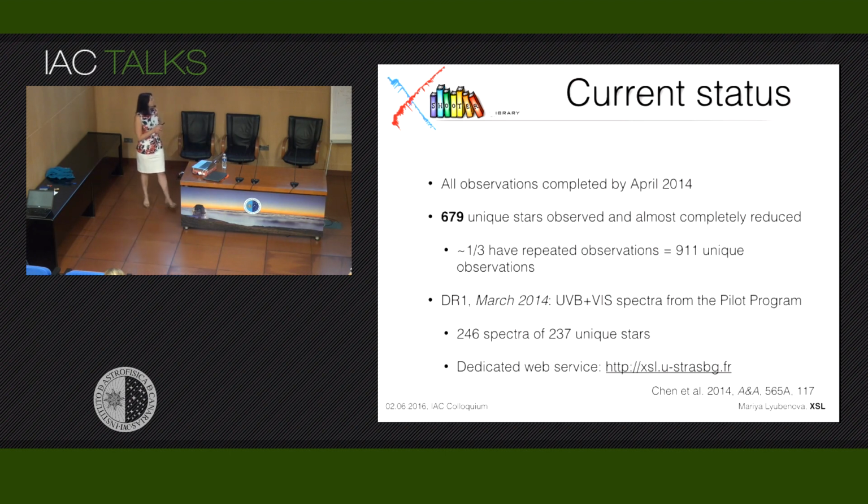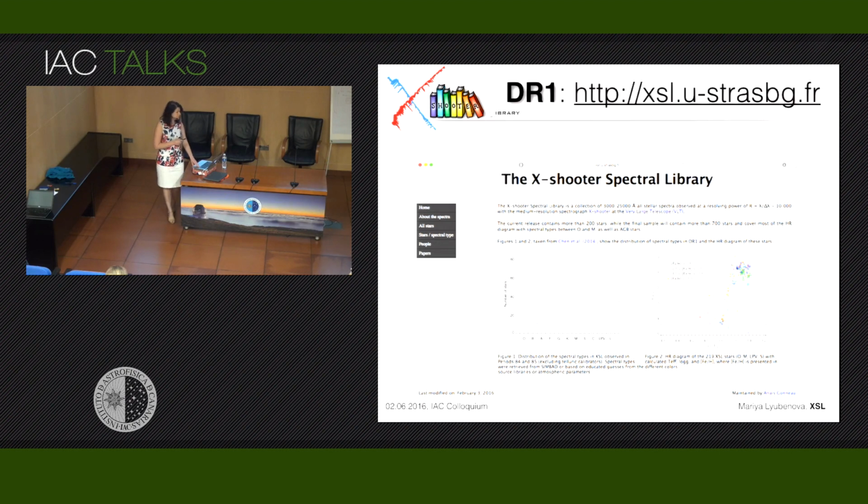We had already once a data release about 2 years ago, the DR1, which contains the UVB and visible spectra from the pilot program. And this contains about 250 spectra of around 230 unique stars. And we have a dedicated web service that all of you can access and do your queries there.